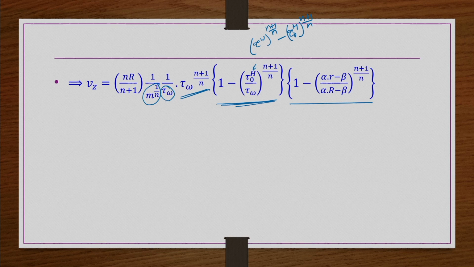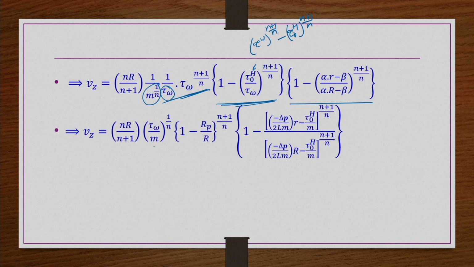Now, if I combine these two tau w terms, I get tau w power 1 by n, and divided by m power 1 by n I can combine and write tau w by m whole power 1 by n. And this, tau naught h by tau w, is nothing but R p by R, right. Tau naught h we have seen is minus delta p by L, capital R p by 2, and tau w is minus delta p by L, capital R by 2. So, when you divide these two you get R p by R. That we write as phi in the next step.